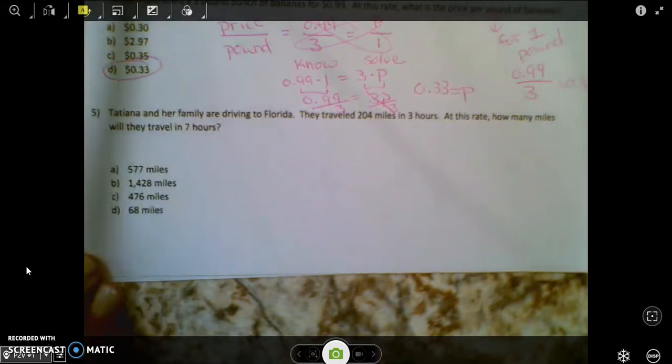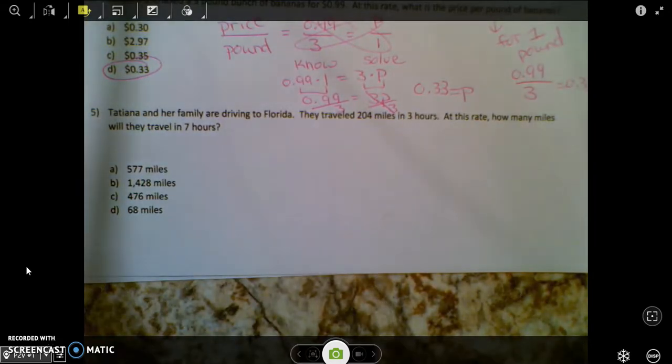If you're still copying that, you can keep copying number 4. All right, and then number 5, we have Tatiana and her family are driving to Florida. They travel 204 miles in 3 hours. At this rate, how many miles will they travel in 7 hours? So this is not unit rate. You cannot just take something and divide or multiply by something else. You have to set it up as a proportion so you have a variable that you're solving for.